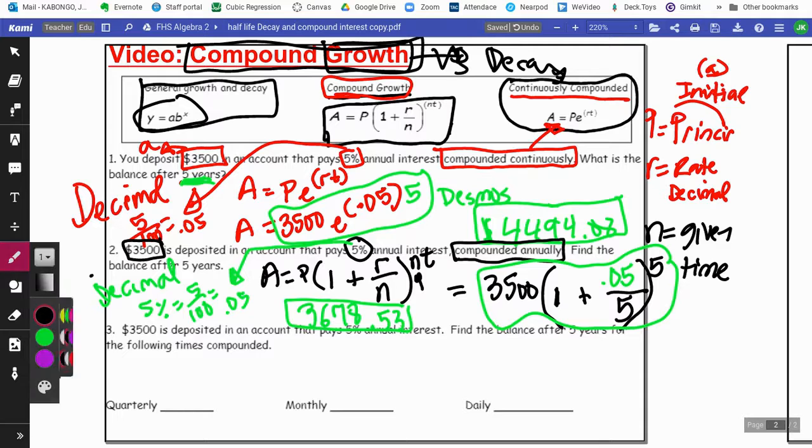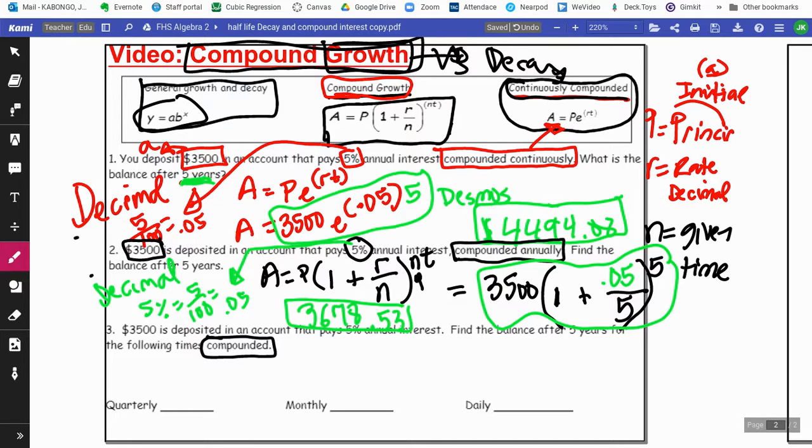But that covers number 2. Let's move to number 3. All right, with number 3, and remember, people, we have to figure out what it is talking about. We're looking for the word continuously compounded or just compounded. When you scan through it real fast, I see the word compounded right here. So that tells you you're using the middle formula.